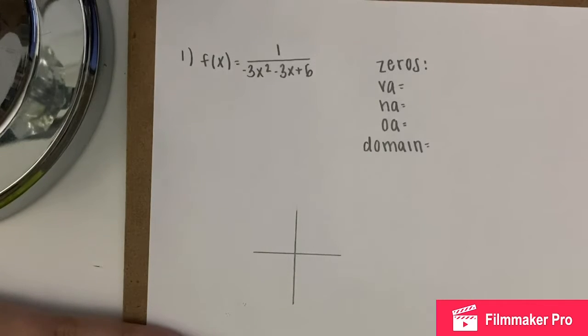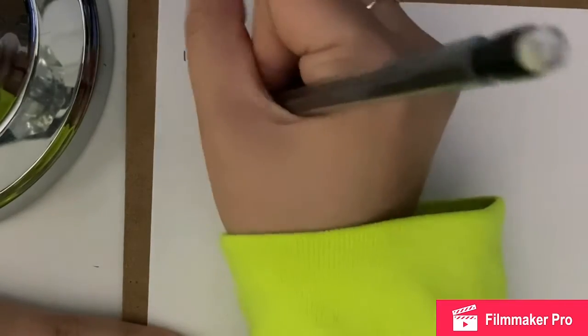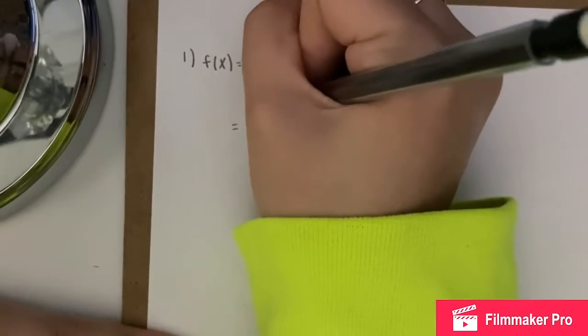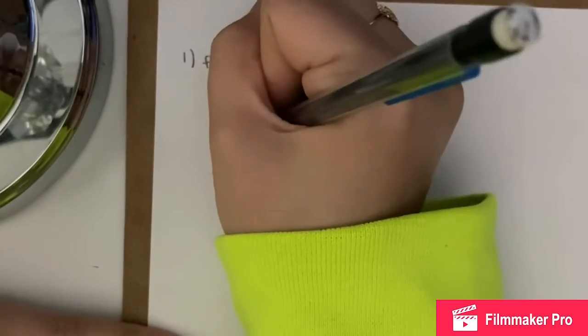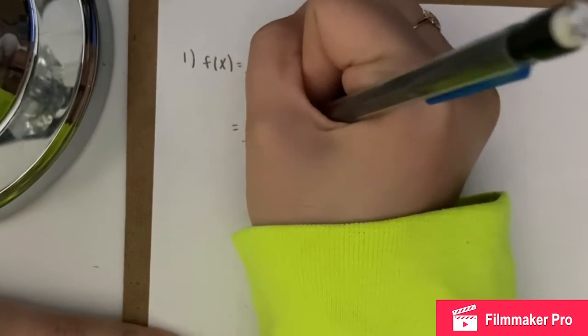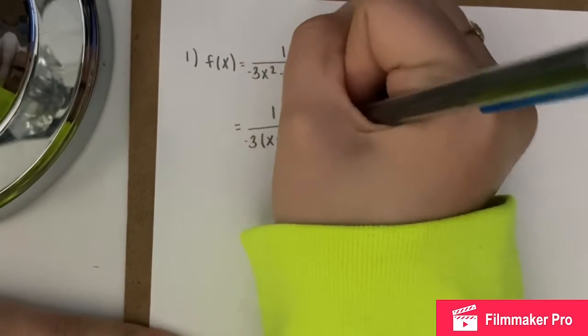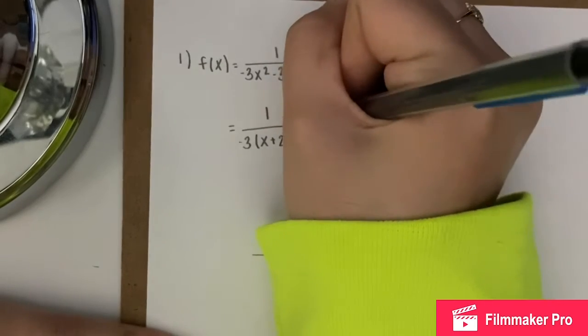To start off, I'm going to be doing number 1. So we can clearly see that the first thing we have to do is factor the denominator. So we're just going to do that really quick. And we are going to be left with 1 over negative 3 times x plus 2 times x minus 1.